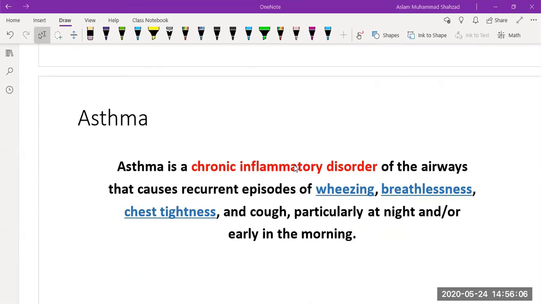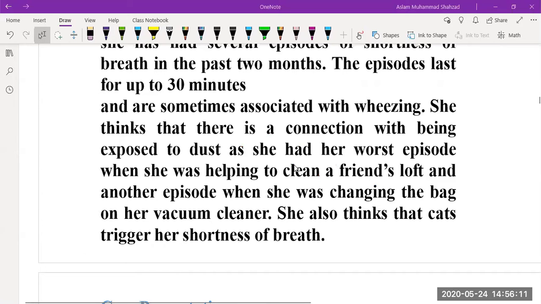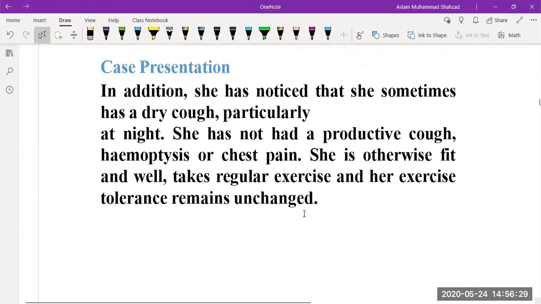So if you take a look at my case study, all these characteristics are observed. Number one, the wheezing that she has mentioned. She mentioned several episodes of shortness of breath, which is another sign. Then she mentioned that she faced shortness of breath when she needed to clean. So you can see that they are very clear indications.